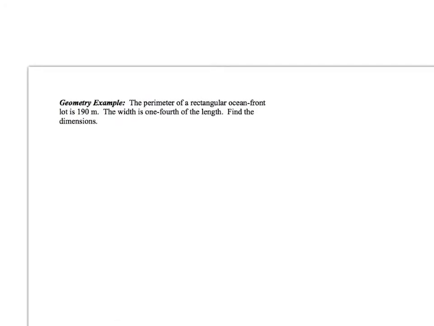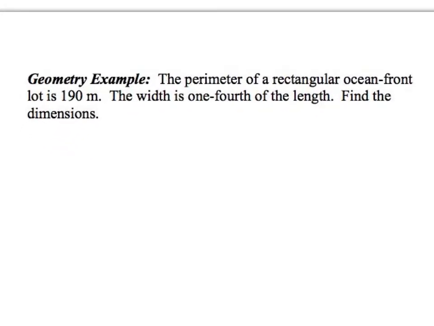Okay, so on this page, we just got a couple more problems to do. Let's look at a geometry example, and what it says is the perimeter of a rectangular oceanfront lot is 190 meters. The width is 1/4 of the length. Find the dimensions. Okay, so first of all, we have a perimeter of a rectangular oceanfront lot.